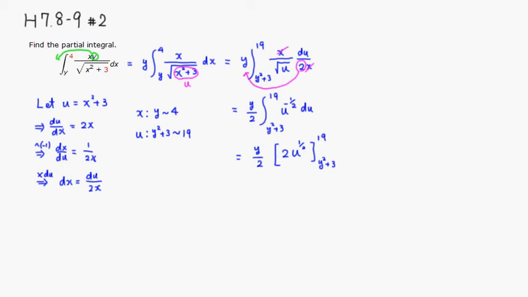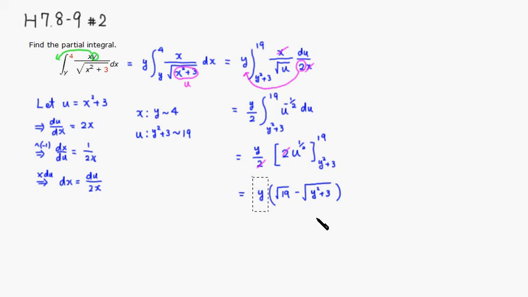Then we can cancel the 2 on top and the 2 on the bottom. So this is going to be equal to y times, the 1/2 power being a square root, the square root of 19 minus the square root of y squared plus 3. So this is the partial integral that we're looking for.